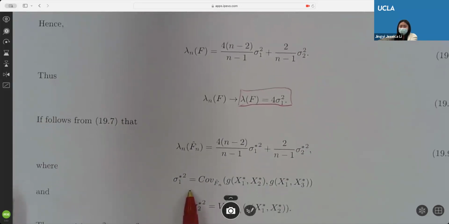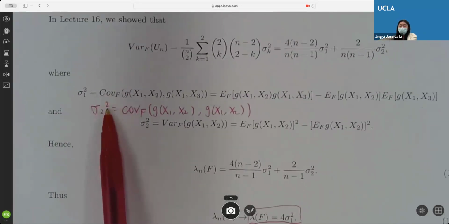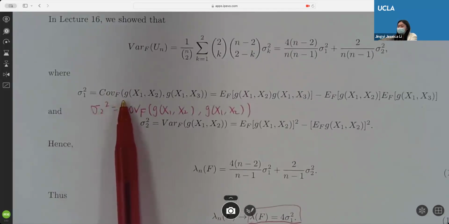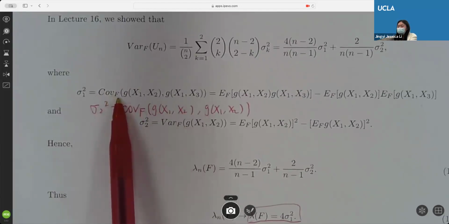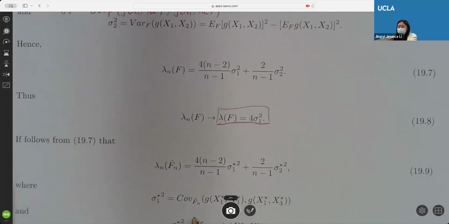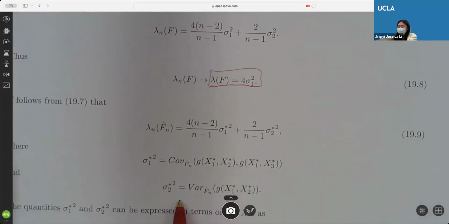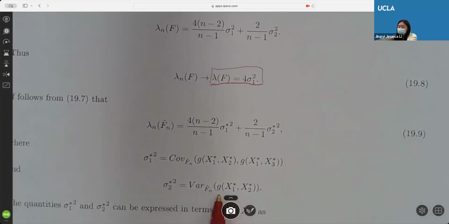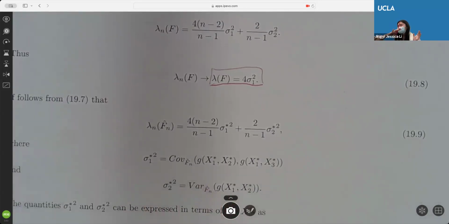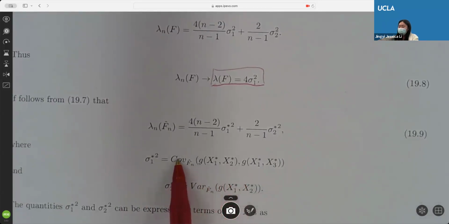So in this case, sigma 1 squared is a covariance, and the covariance is under F, based on x1, x2, x3 independently IID from F. Now we change it to sigma 1 star squared to be the covariance under F hat, the empirical CDF. Now x1 star, x2 star, x3 star are hypothetical samples from F hat. And similarly for sigma 2 squared. Because it's based on F hat, we can use our exact sample of x1 to xn to do the exact calculation. Again, it's the expectation of the product minus the product of expectations.